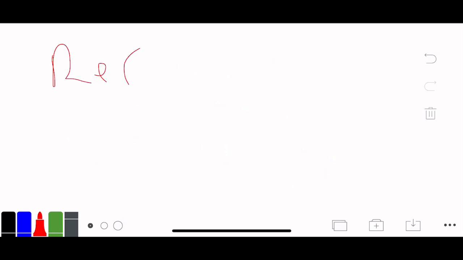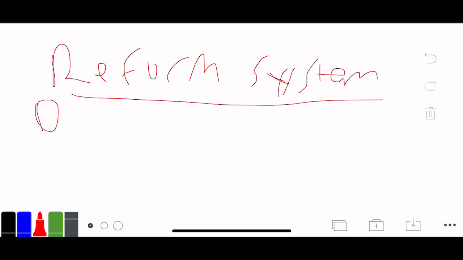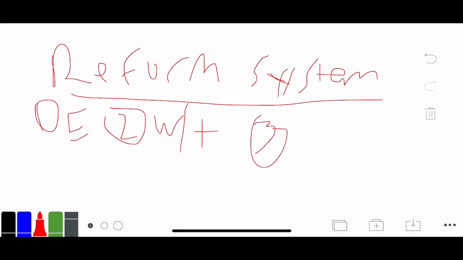So also we have the reformatory system. I'm just going to write reform system. Reformatory systems are a 4-step one. First is education, which I'm going to abbreviate. The second is work and trades. The third is counseling, and the fourth is you earn your way out through good behavior.